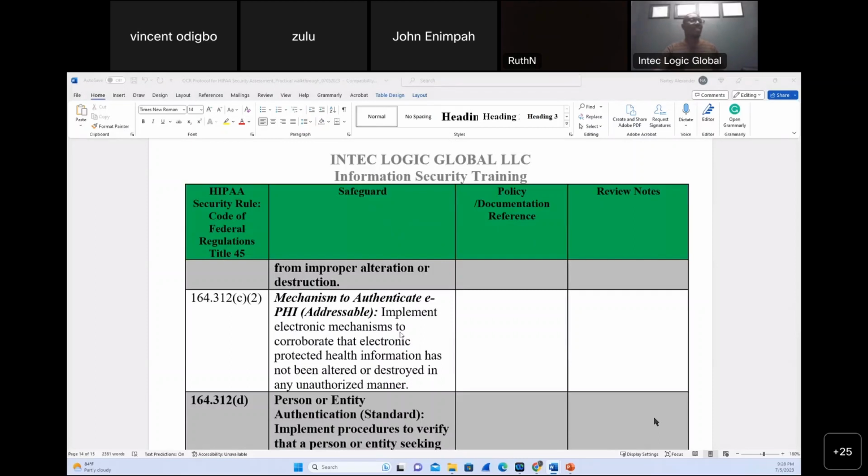Implement electronic mechanism to corroborate that electronic protected health information has not been altered or destroyed in an unauthorized manner, right? So what can you do to protect the EPHI so that nobody can change it? If the result came out negative, it should be able to remain negative throughout the life cycle of that system, right? It should remain like that.